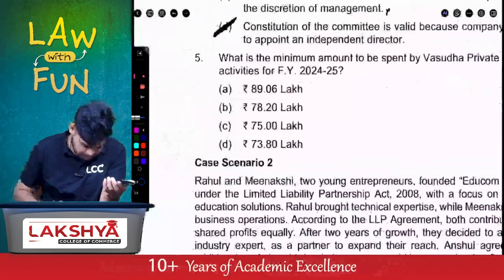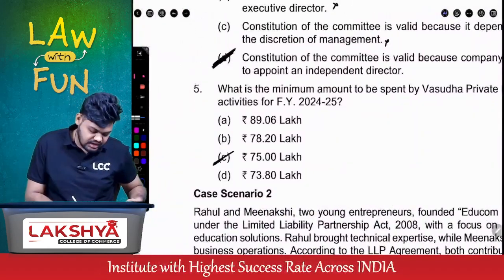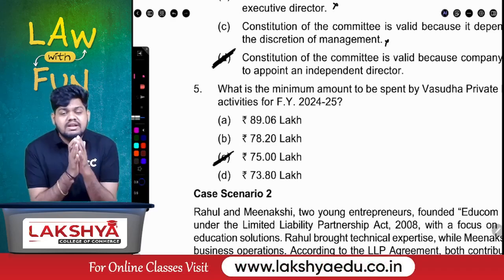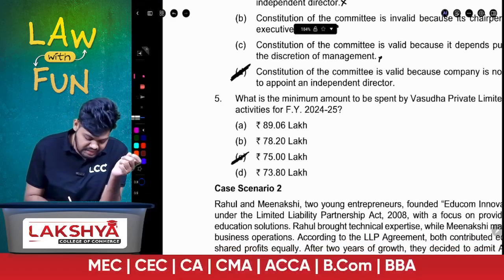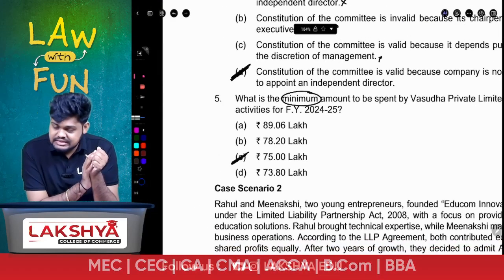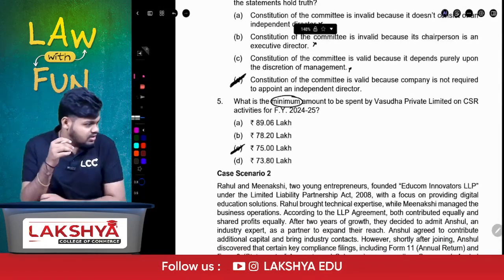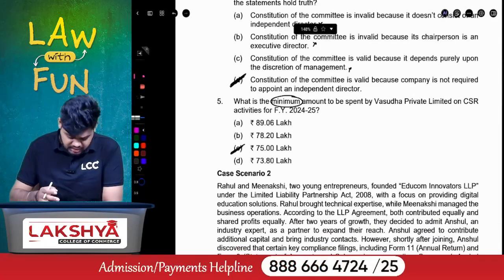So do we have an option of 0.75? Yes, 75 lakhs. The answer is an amount of 75 lakhs must be contributed. This will be the minimum amount of contribution to the CSR activities. That's your case study 1. We have taken somewhere around 15 minutes to complete the case study.